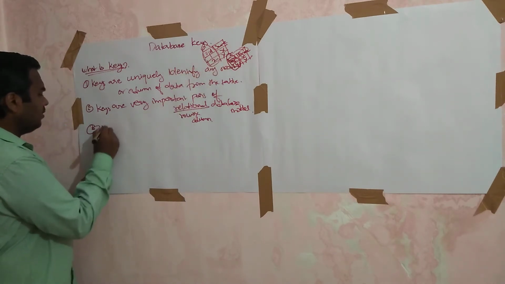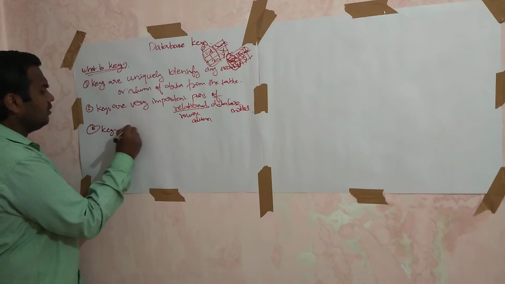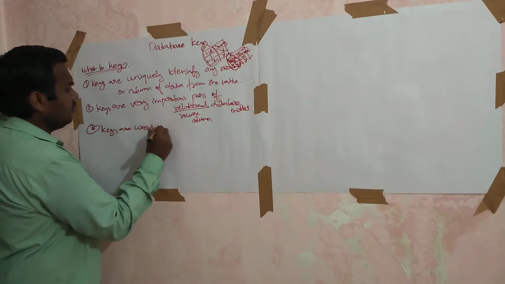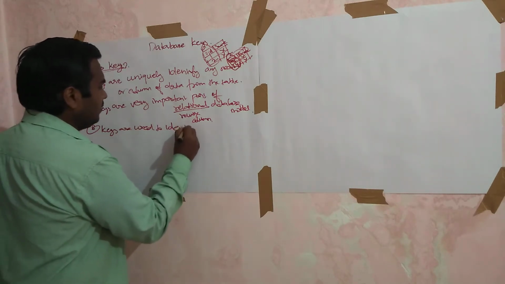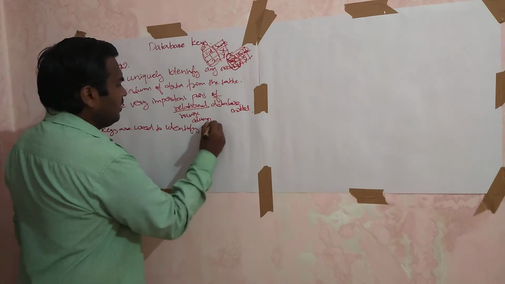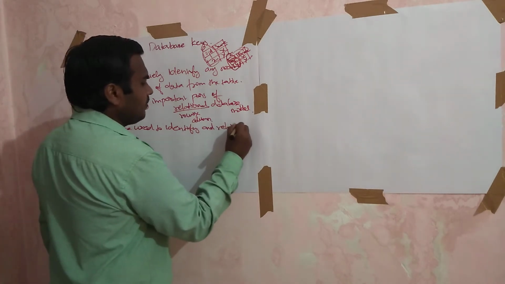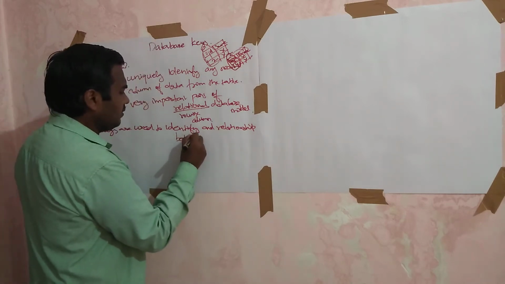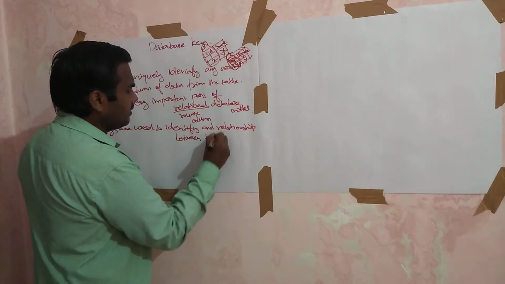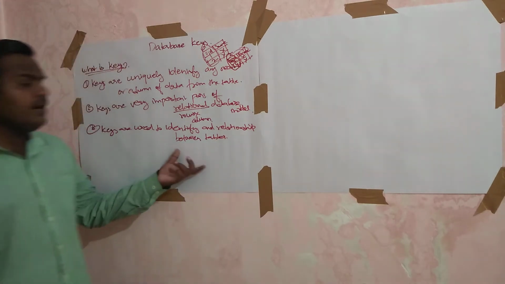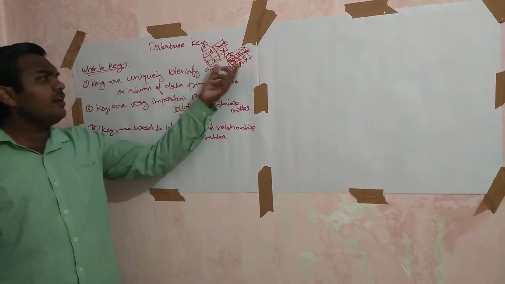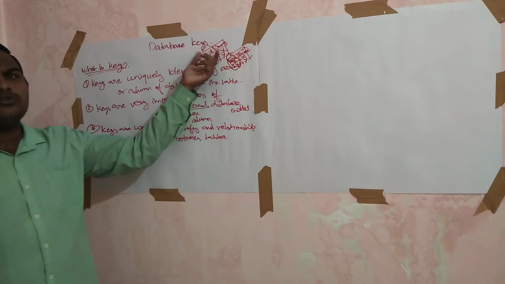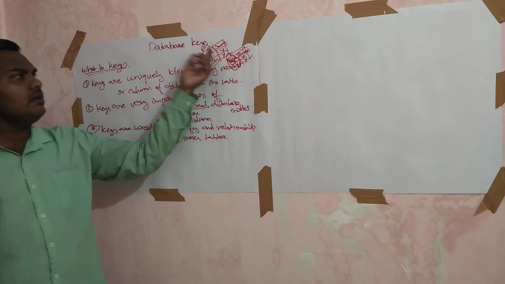Third point, keys are used to identify the unique record and the relationship between tables. So according to the third point, keys are used to identify a unique record in the table and also to find relations between the two tables.